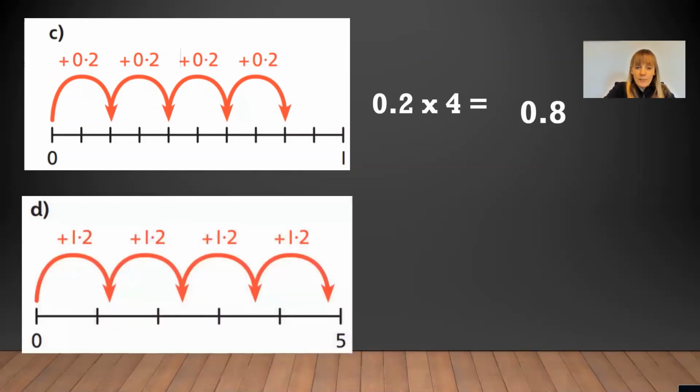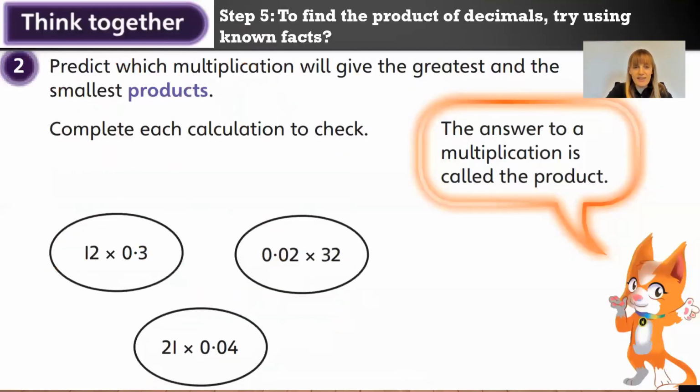And here's another one. This time we've got 1.2. And again, there are 4 sets of 1.2 being added. So our calculation must be 1.2 times by 4. Now let's think of our known fact. That would be 12 times 4, which is 48. We're going to adjust by dividing our answer by 10. So we would get a final answer of 4.8. Okay, hope that all makes sense.